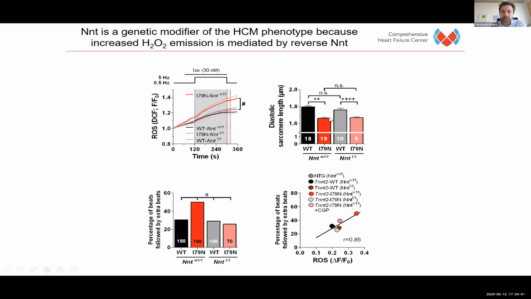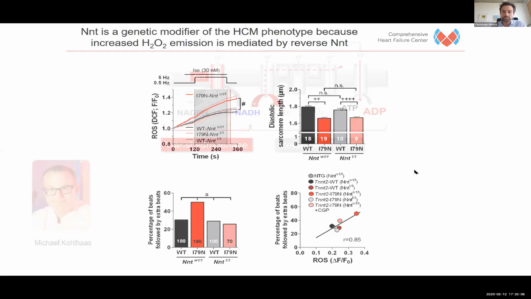And this is despite the same I79N troponin-induced sarcomeric dysfunction. As you can see here, the typical diastolic shortening of the sarcomere length is the very same in these mice. So this mutation worked on the sarcomeric level, but it did not induce oxidative stress or arrhythmias because there is a missing transhydrogenase.